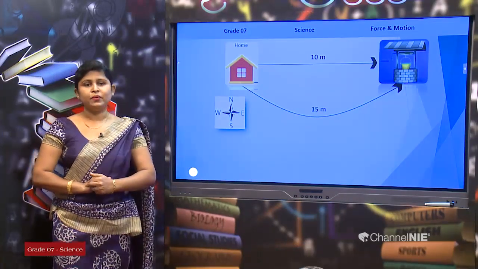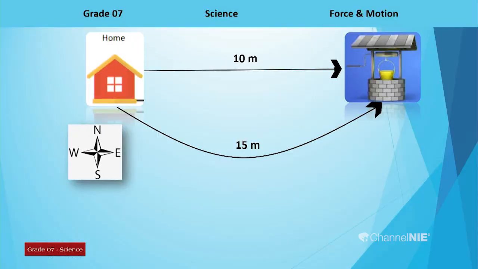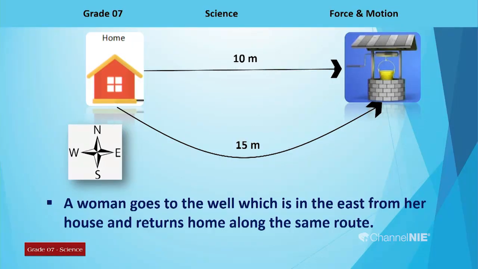Example number 2. Now you can see the second example. There is a house and a well nearby the house. The woman goes to the well to fetch water and she returns home along the same route. You can understand that the straight distance between the house and the well is 10 meters. That is the displacement between the house and the well. When the woman is going to the well, she is covering a distance of 15 meters, and when she returns home, she is covering another 15 meters. Then the whole distance covered by the woman is 15 meters plus 15 meters. It is equal to 30 meters, right?